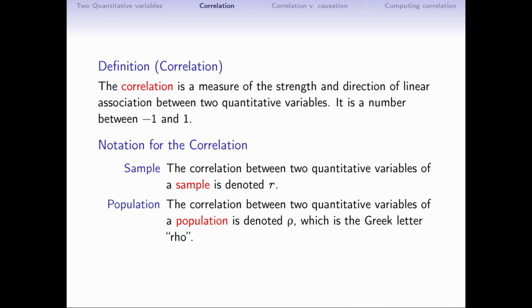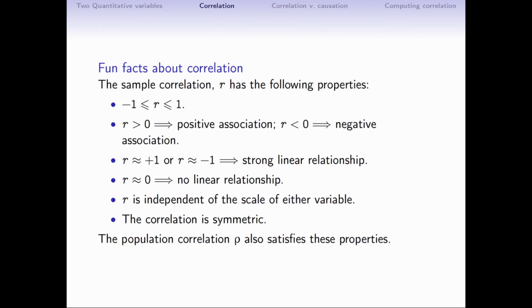So for the sample, the correlation between two quantitative variables of a sample is denoted by little r. For the population, the correlation between two quantitative variables of a population is denoted by rho, which is the Greek letter rho. Here are some fun facts about the correlation and some things that you'll want to know. All right, the sample correlation r has the following properties.